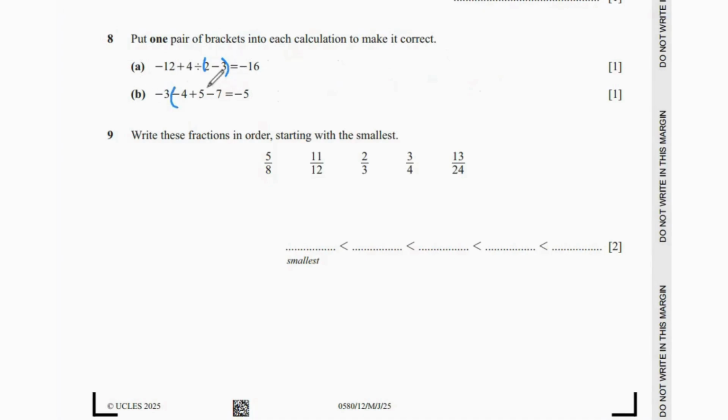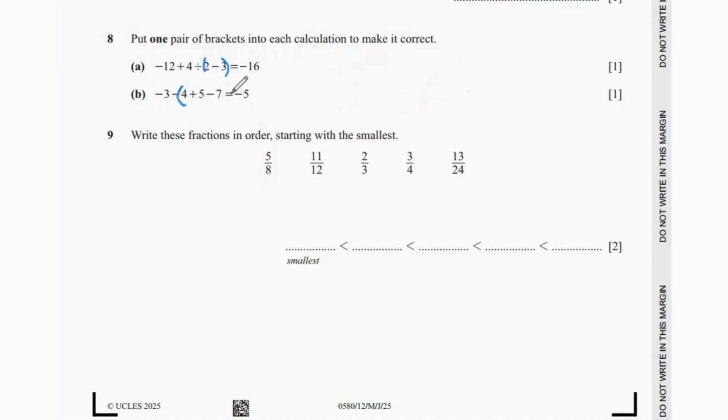If you put it around negative 4 plus 5, so that's going to be 1. Negative 3 plus 1 is going to be negative 2. No. If we put it around this, negative 3 minus 4 is negative 7. Negative 7 plus 5 is going to be negative 2, minus 7. Nope.